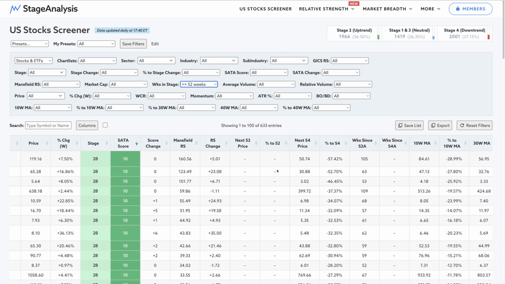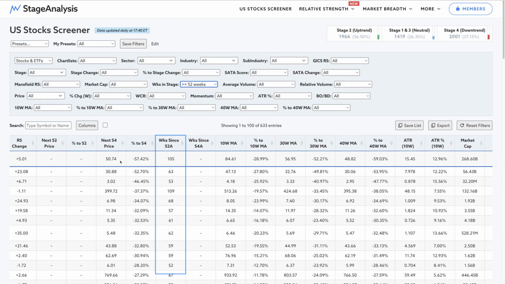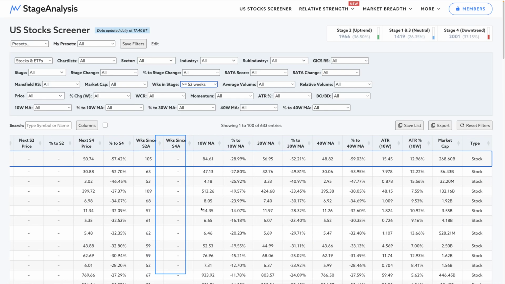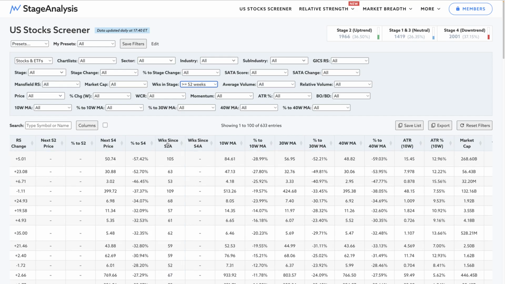If you scroll along the table here, you can actually see the weeks since stage 2A column here. So you can see PLTR, which is this first one here, has been in stage 2A for 105 weeks currently. So you can see that in that column now. So weeks since stage 2A, and weeks since 4A appears when a stock has been in stage 4 and hasn't moved back to stage 2 yet.